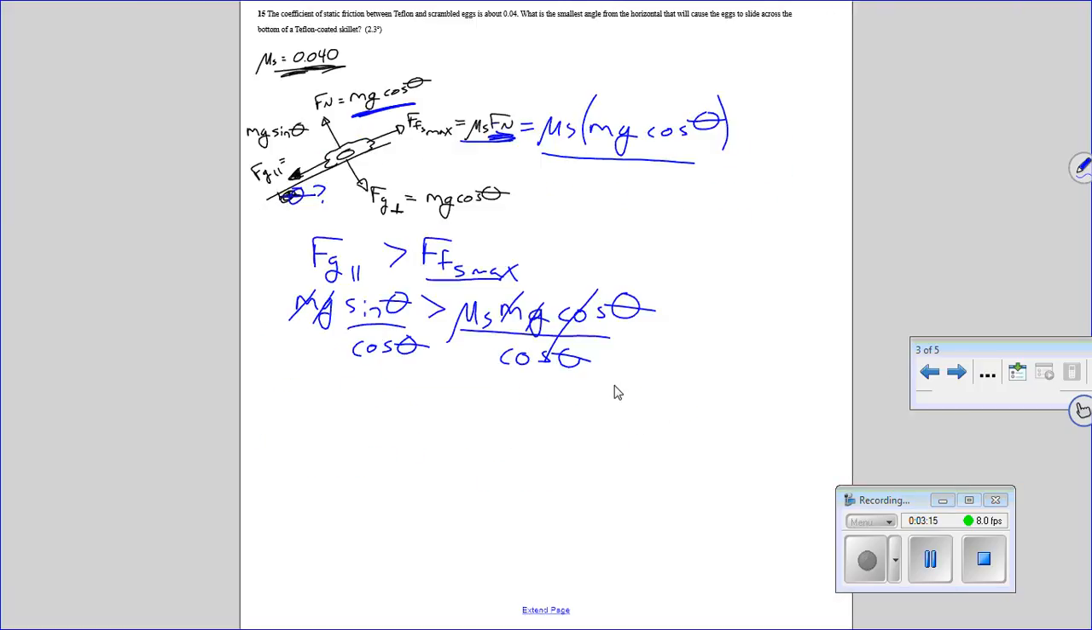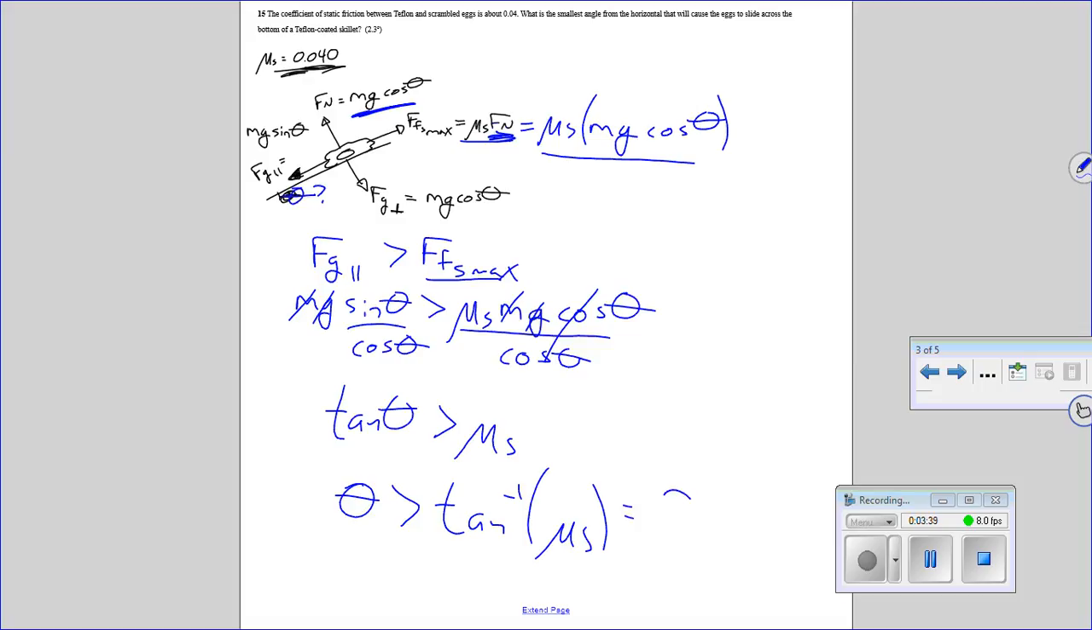Look, over here we've got our coefficient of static friction is greater than sine of theta over cosine of theta. That's just tangent of theta. So that means that theta has got to be greater than or equal to the inverse tangent of our coefficient. So find the inverse tangent of 0.04, and you get 2.3 degrees.